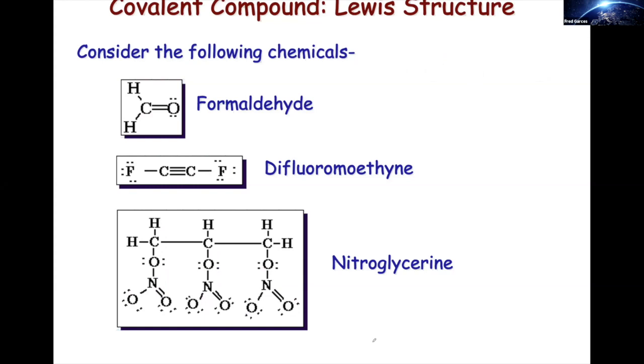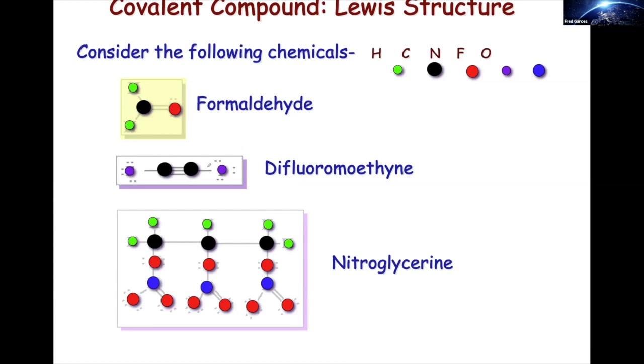The Lewis structure shows how these atoms are connected, how the bonds fit between each atom, which atoms are connected, and then it shows you the lone pairs. These are called lone pairs right here, for each atom, so that the octet rule is satisfied.